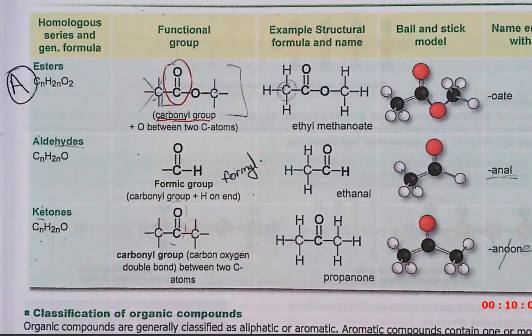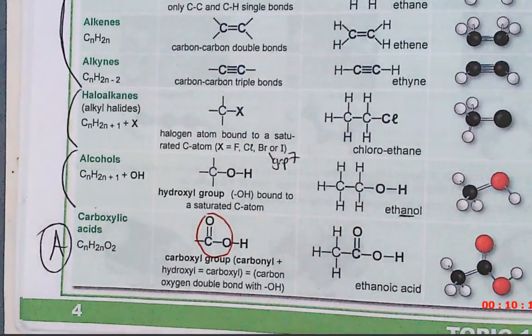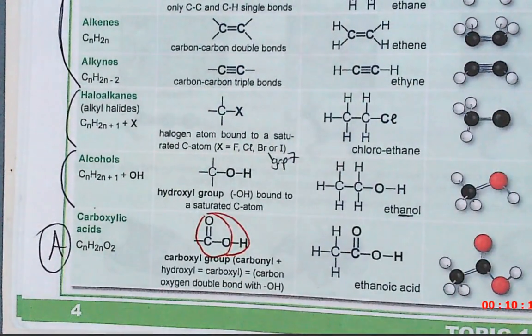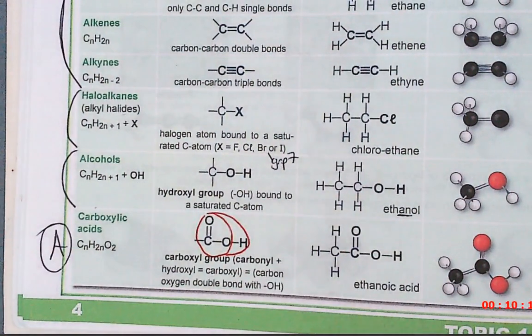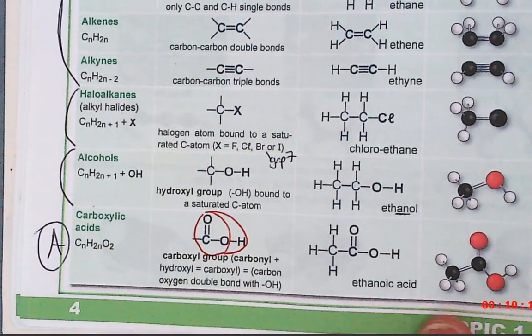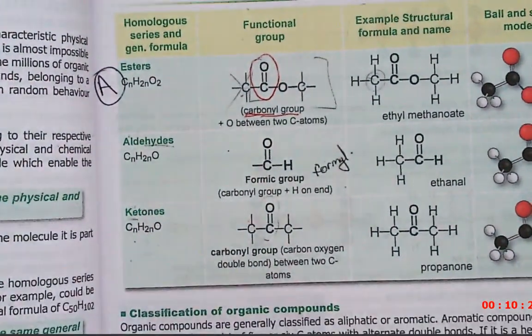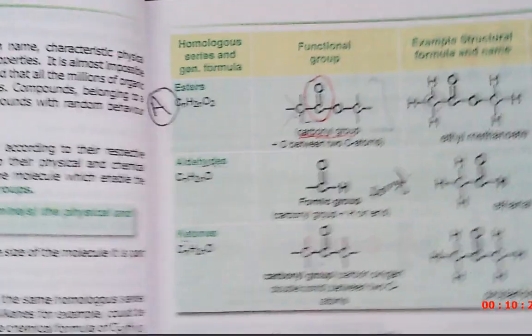Okay, so if you have this carboxyl group, which is the whole thing, at the end, it will form a carboxylic acid. How do you know the difference between a carboxylic acid and an ester? What trick do we use? Acid is a proton donor. Which one's got the acid? Which one's got the proton, the hydrogen at the end? That's how I remember it.